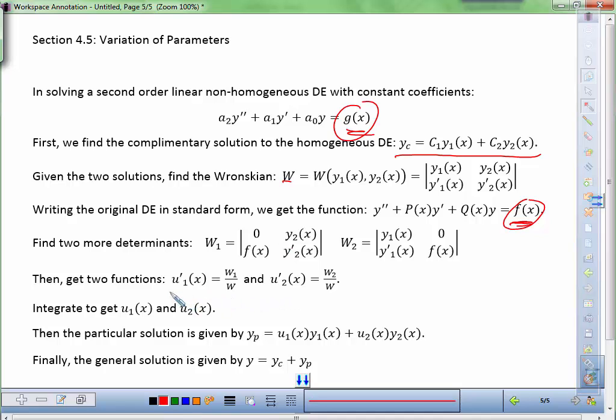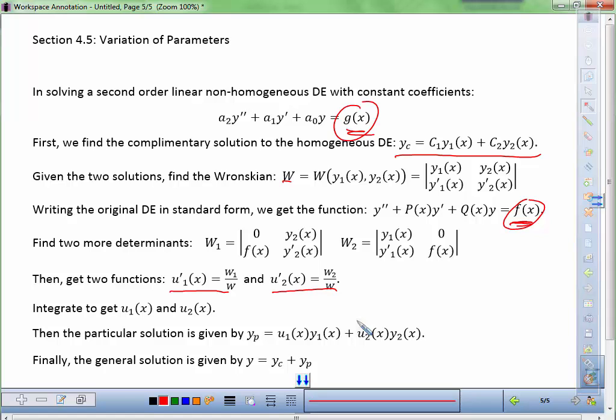So we're going to come up with two functions, u1 prime and u2 prime. That's going to be the ratio of those Wronskians over the first Wronskian that we found. And then we're going to integrate to get the original u1 and u2. And then we're going to take those functions and multiply them by the fundamental solutions. And then that's going to be our particular solution.